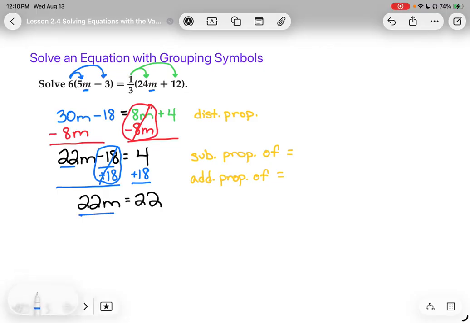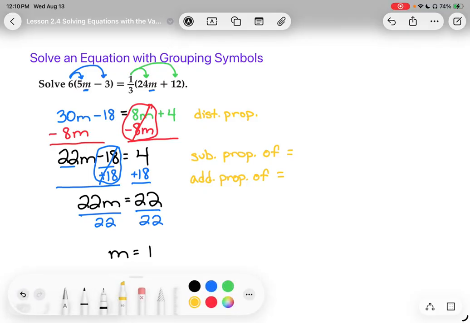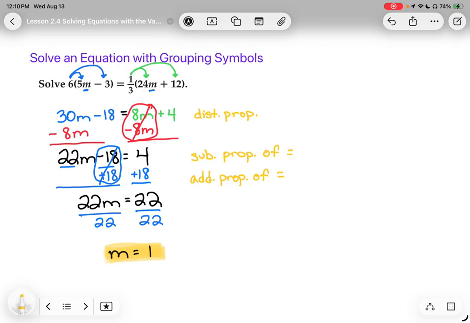And the last thing we're going to do is divide by 22 using the division property of equality. And it doesn't take a genius to figure out that 22 divided by 22 is 1. So we believe our final answer is 1, using the division property of equality.